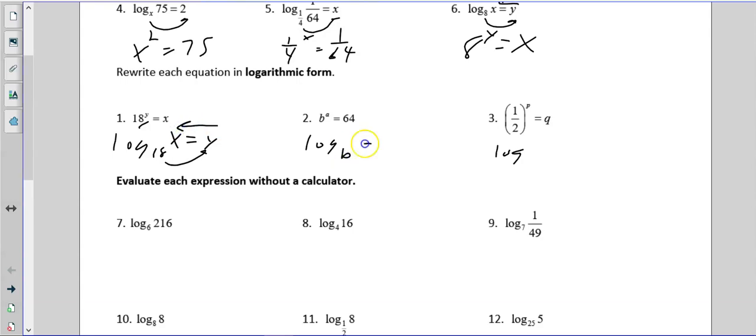So b to the n equals 64. 1/2 to the q, to the p equals q.